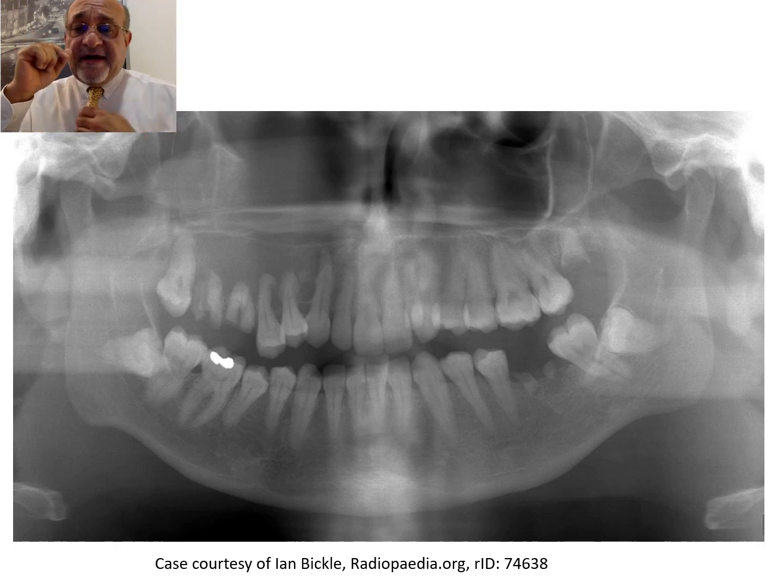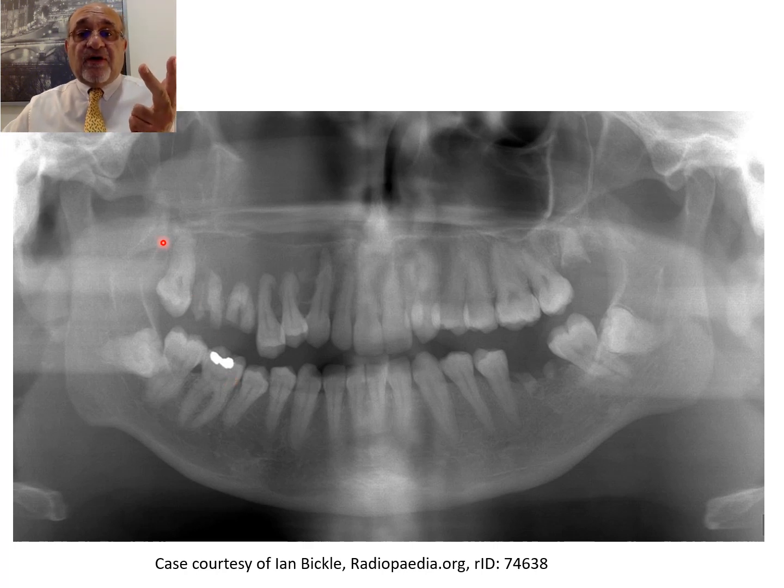This is another case, an OPG of a patient who has hyperparathyroidism. Now, if you have a look at this radiograph, first of all, you will see that there is a generalized decrease in the radio opacity of bone. Second, you will see that there is generalized absence of lamina dura in all the teeth, upper and lower.